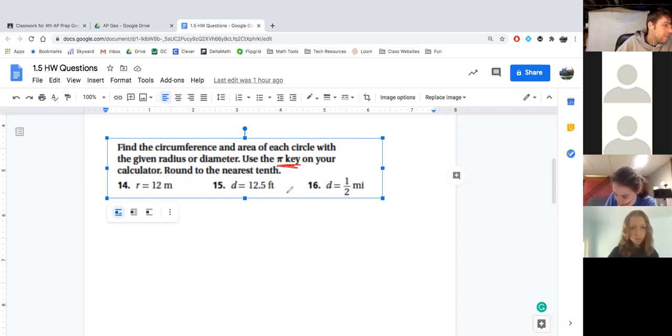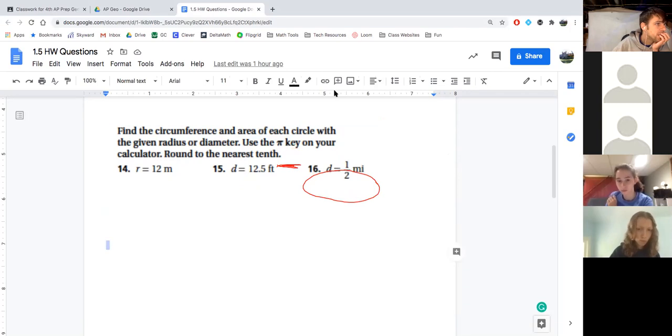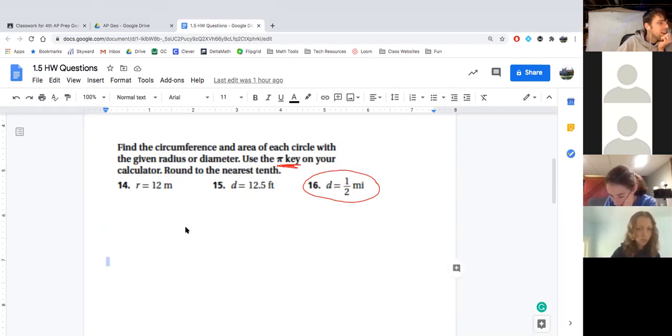Let's go ahead and find the circumference and area, and I'm just going to do the one that has the fraction in it because that seems silly. You were assigned just to do the odd problems, so 15 would be the one you were supposed to do, but I'm going to do 16 just to be difficult, I guess. All right, so this is the diameter. The diameter of our circle goes all the way across, so all the way across is 1/2.